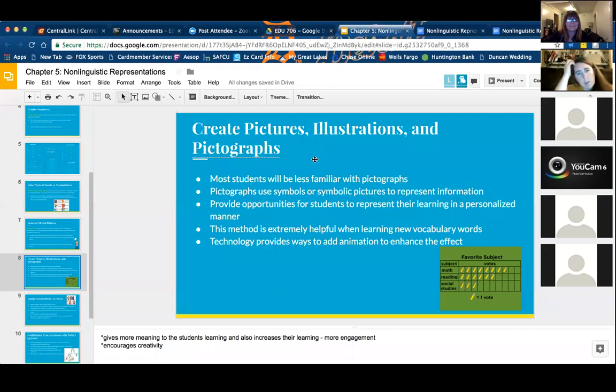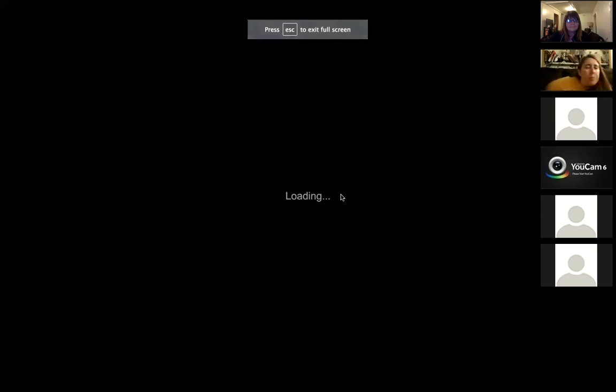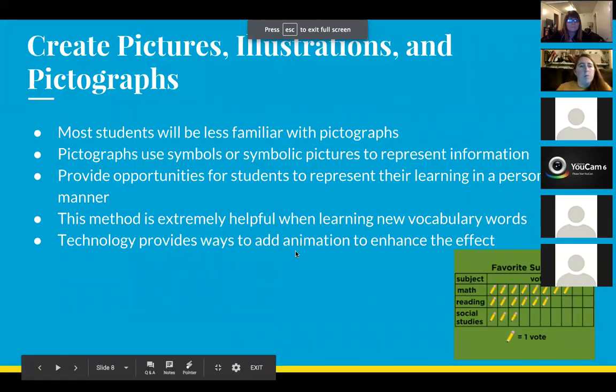All right, I'm going to see if I can get my screen to share. Oh, hang on, sorry. Can everybody see that? Yes. Okay. Can everybody still see it?